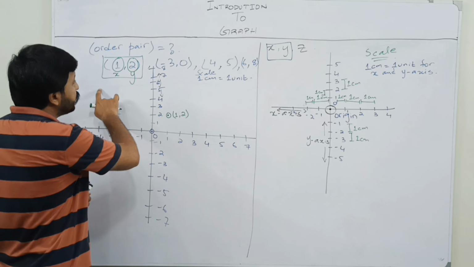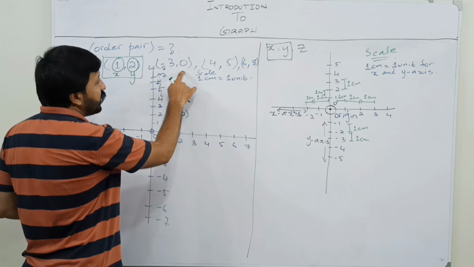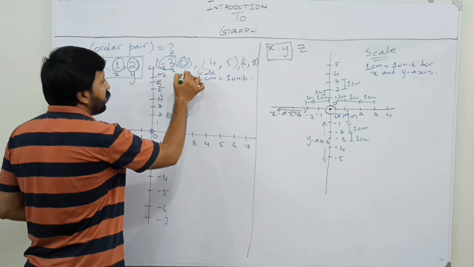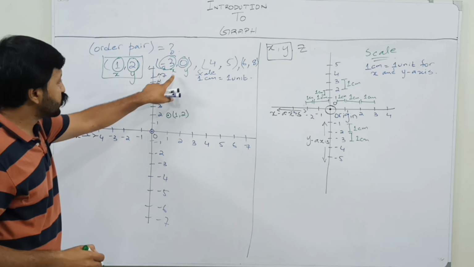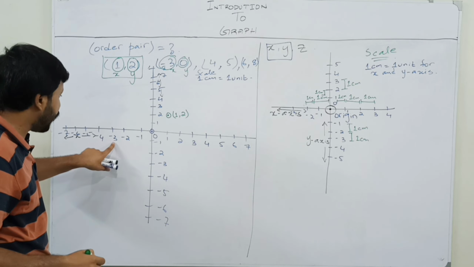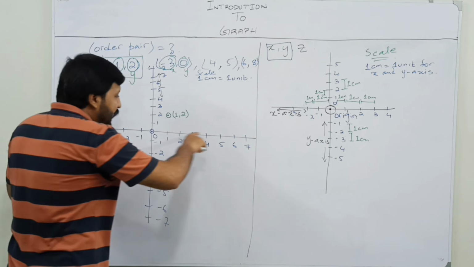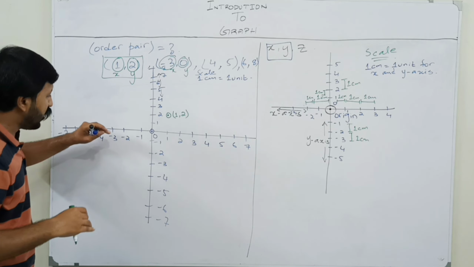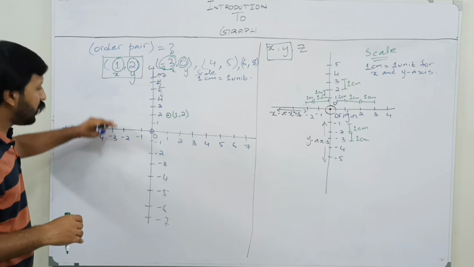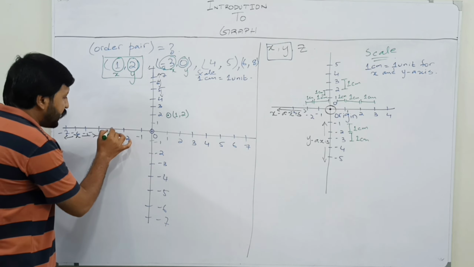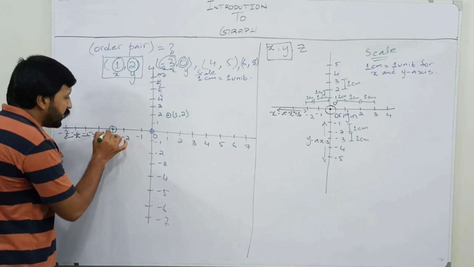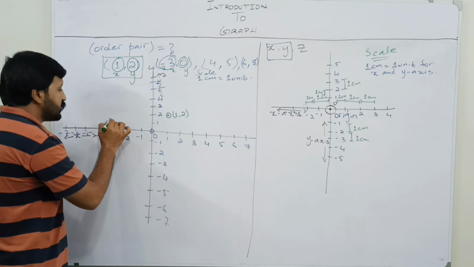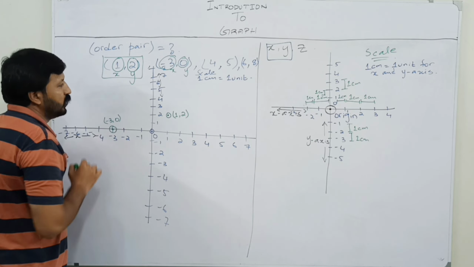Now the second one is (-3, 0). Again, this is for x and this is for y. So minus 3 on the x. This complete line has the value y equals 0, because I am not going up or down from this line. So the point (-3, 0) will be on this line, at minus 3. So it will be (-3, 0).